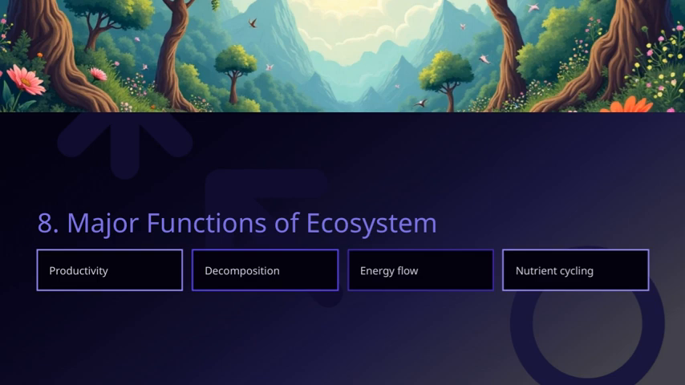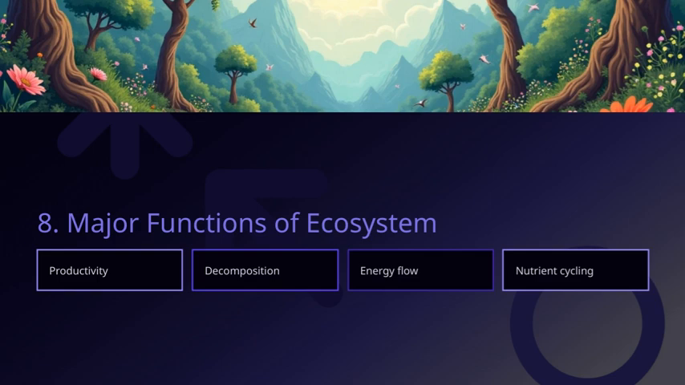As energy moves through different levels, from plants to herbivores to predators, it gradually diminishes, highlighting the importance of energy transfer efficiency. Decomposition is another key function. It involves the breakdown of dead organic material by decomposers like fungi and bacteria. This process not only recycles nutrients back into the soil, but also keeps ecosystems clean and healthy.